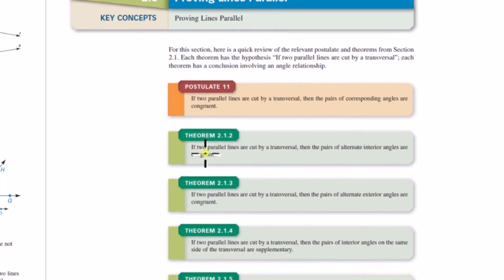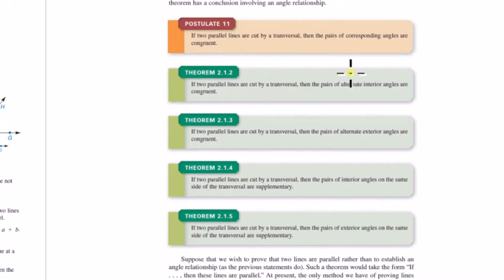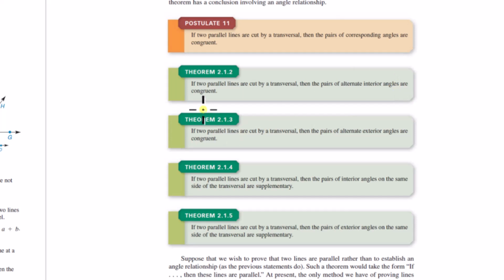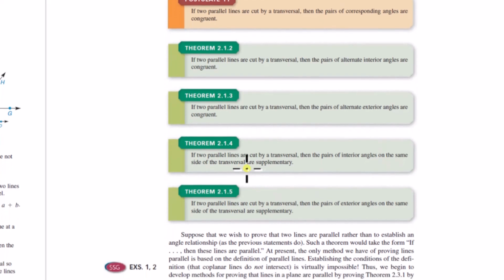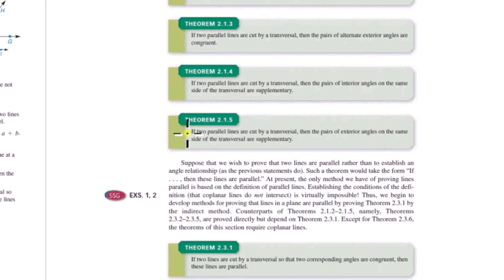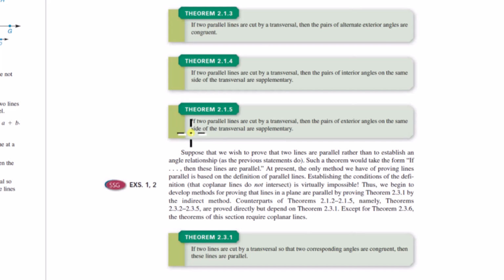All right. Now, if two parallel lines are cut by a transversal, then the pairs of alternate interior angles are congruent. That was a theorem that was built off of this postulate, but we proved this. Okay, then there was the alternate exterior angles are congruent. Now if two parallel lines are cut by a transversal, then the pairs of interior angles on the same side of the transversal are supplementary, and the same idea with the pairs of exterior angles on the same side of the transversal.